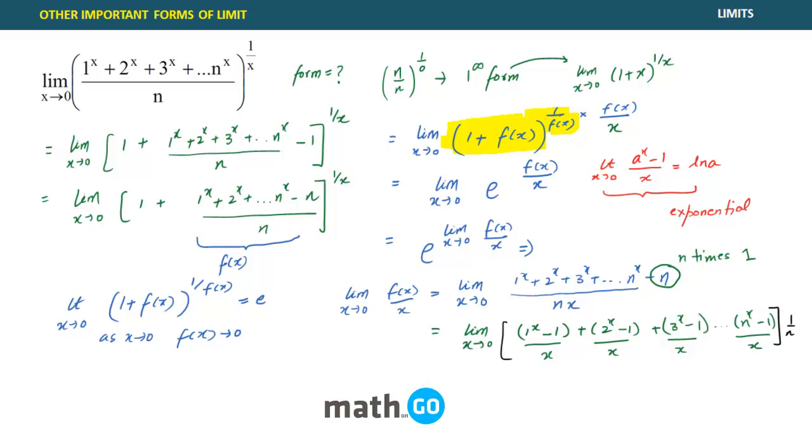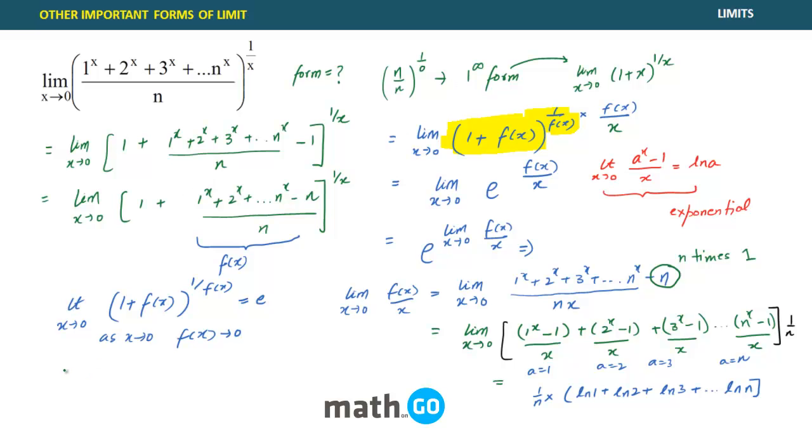Now can you see that these are nothing but n exponential functions written over the board, right? So this is nothing but an exponential function where the value of a will be taken as 1. Let me just change the pen to highlight it for you. Here a is 1, here a is 2, here a is 3, and the last one a will become n. So this is nothing but 1 by n into ln1, ln2, ln3, goes on till ln n, right?